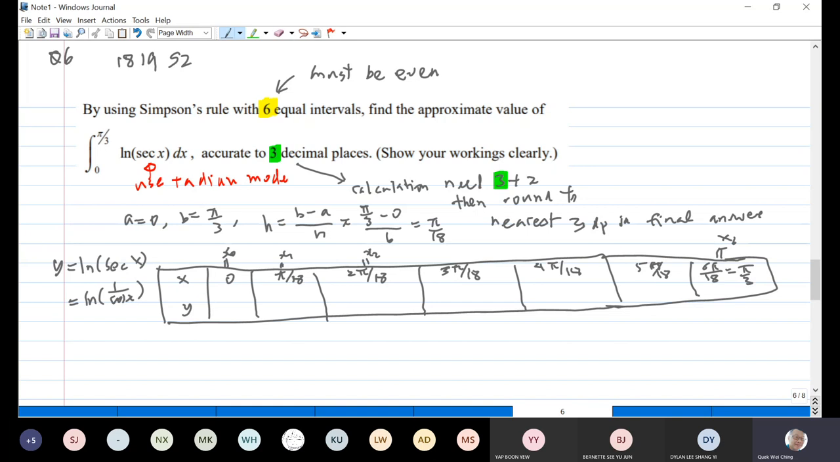Okay, so let's count the values here. The first value is 0. When x is 0, cosine 0 is 1, ln 1 is 0, okay, right? The second value is, wow, how can it be? It's a very, very small number, no? Let me see. Can I multiply by this? Okay, so this one actually is a very, very small number.